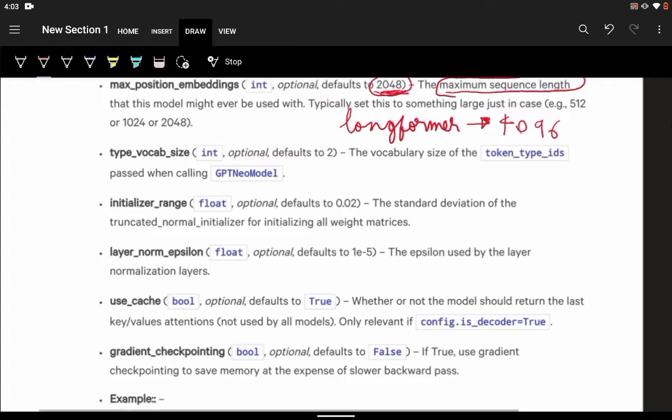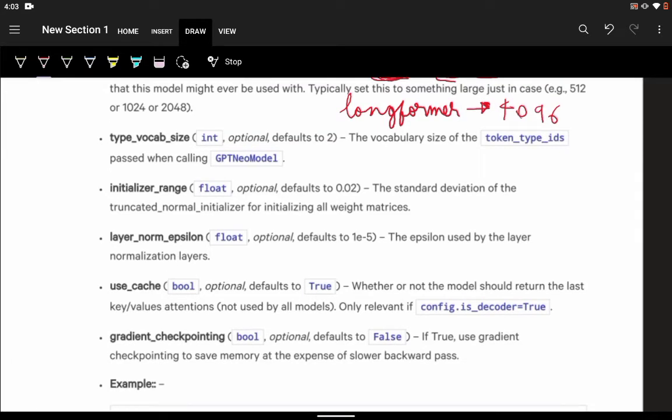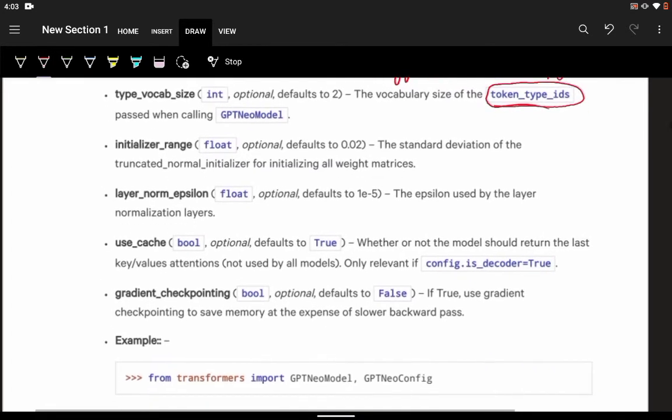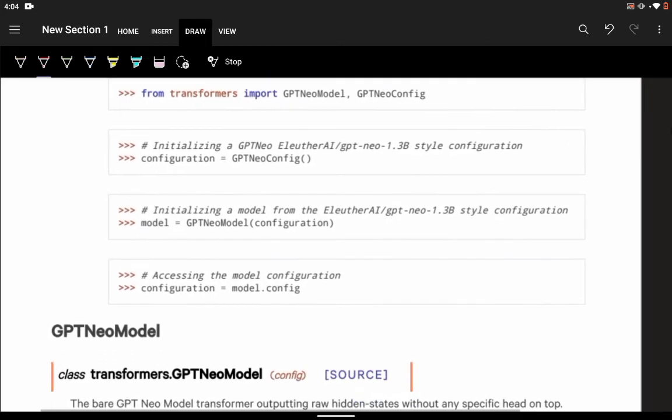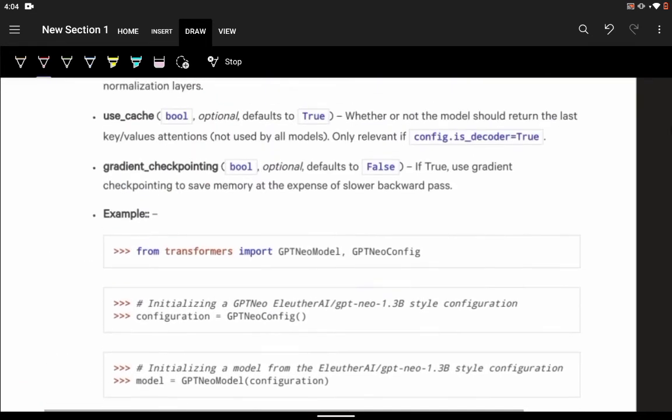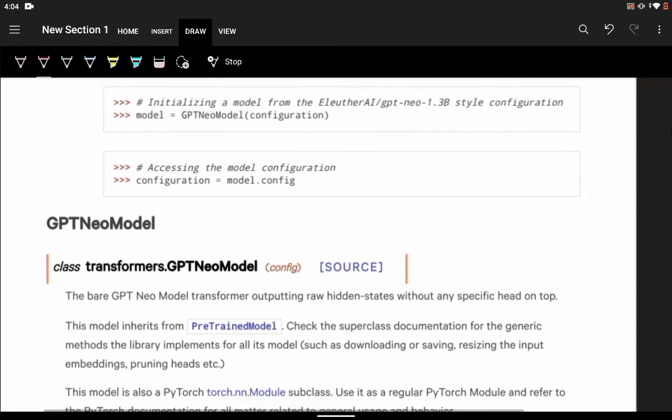Yeah. So type vocab size. So this type vocab size is basically the vocabulary size of the token type IDs. Generally, it's used when you are using 2 sentences, as far as I know. So these are some more parameters. This is just simple initialization.